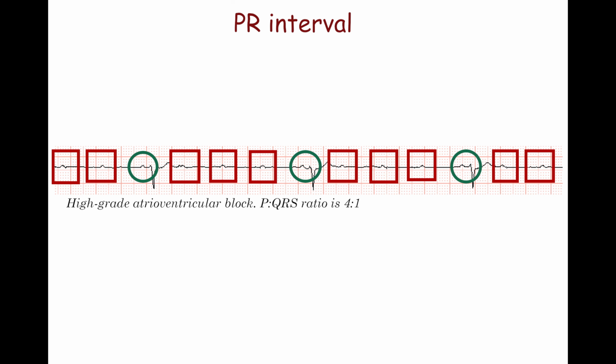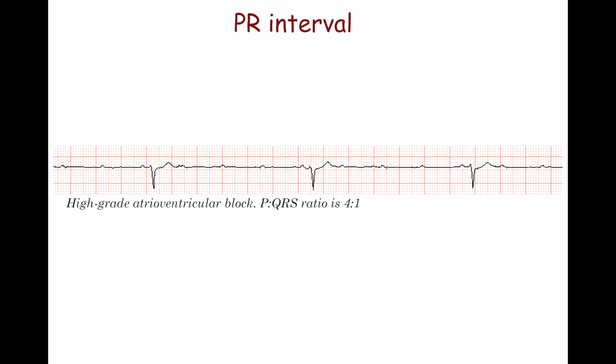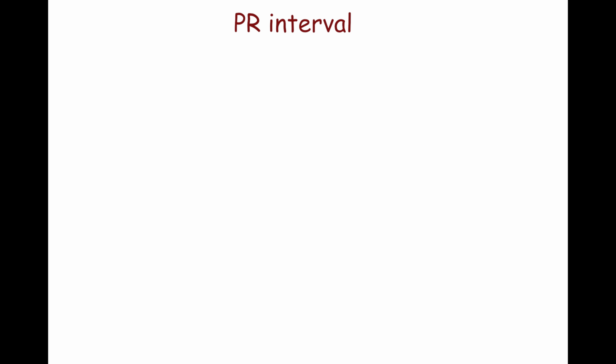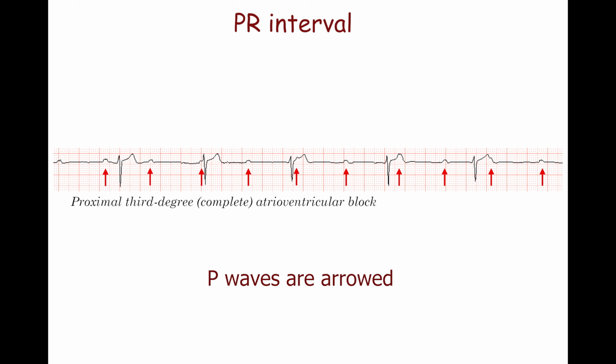If every third, fourth, or fifth P-wave is not followed by a QRS complex, high-degree, or advanced, atrioventricular block is diagnosed. This is sometimes called fixed ratio block because there is a fixed P-QRS ratio, 3:1, 4:1, 5:1. The absence of a relationship between P-waves and QRS complexes is called third-degree atrioventricular block. It's also called complete heart block. No atrial impulse is transmitted to the ventricles. QRS complexes may be wide, distal atrioventricular block, or narrow, proximal atrioventricular block.